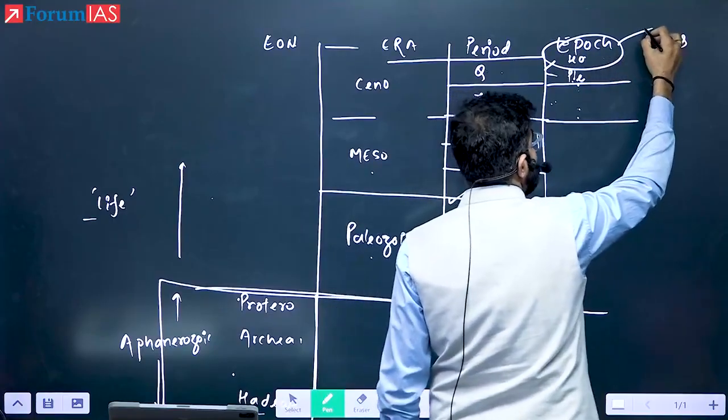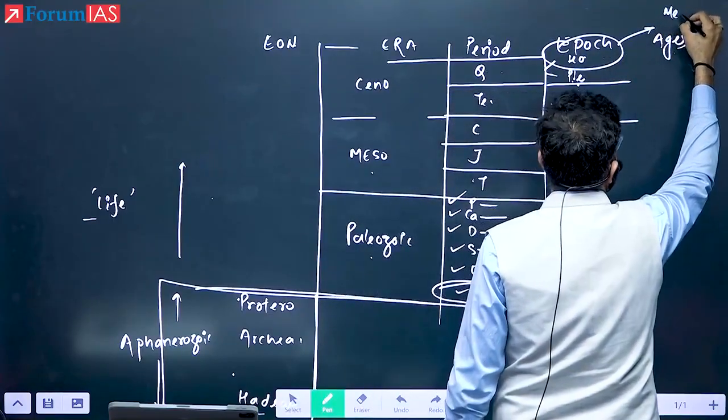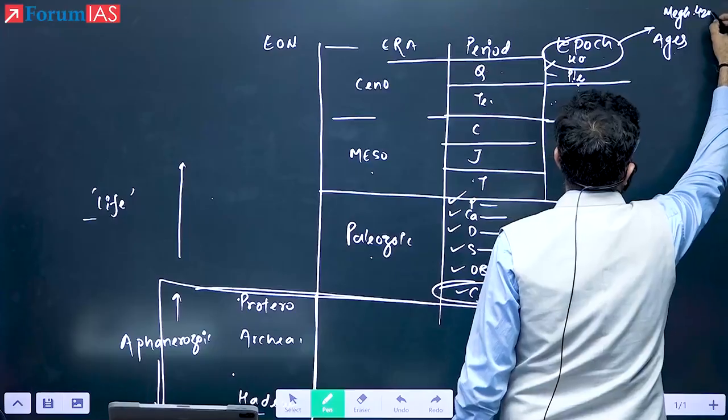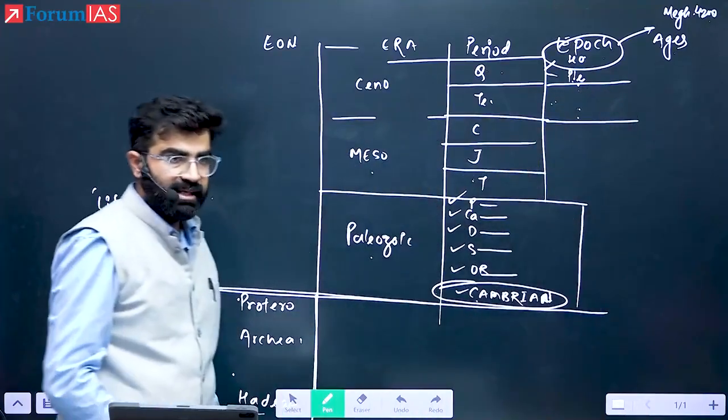In that also we have 3 divisions. The most recent is the Meghalayan age, which is 4200 years before. Got this? Please understand this quickly.